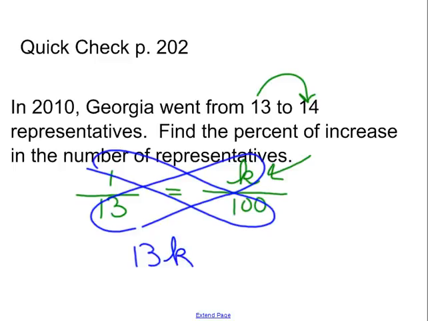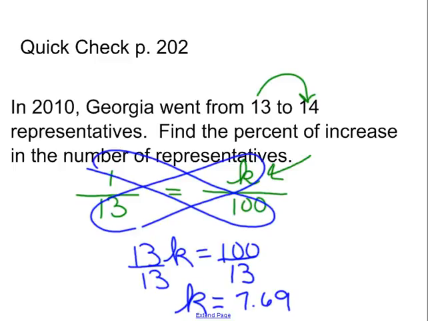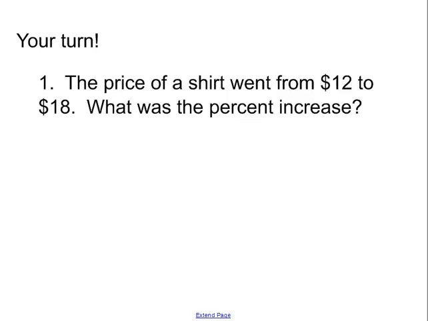13K equals 100. When we divide each side by 13, because K wants to be by itself, we get K equals 7.69. And we can round that up to 8%. Okay, now it's your turn.